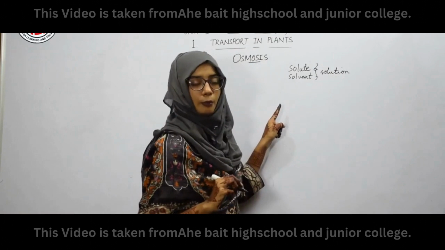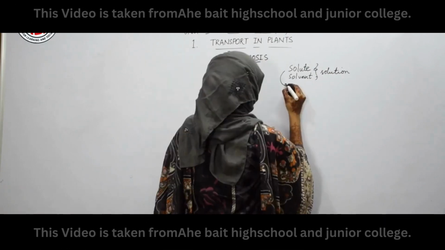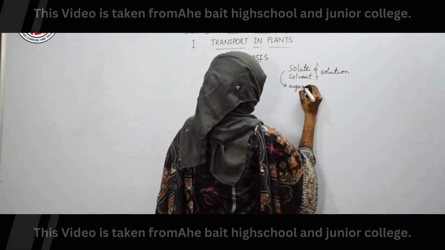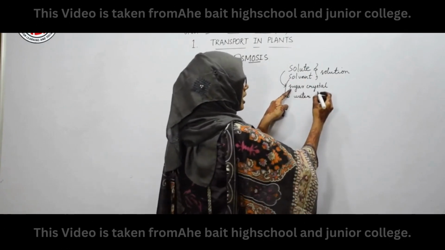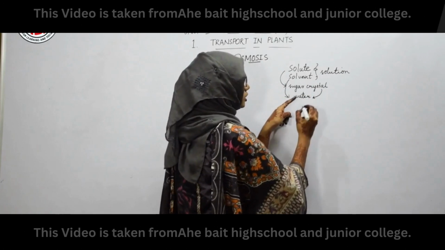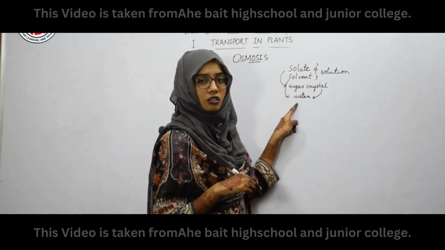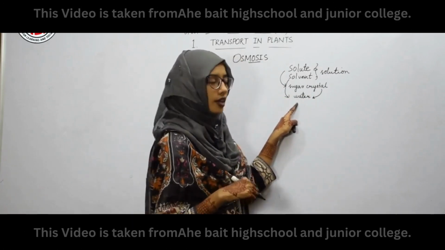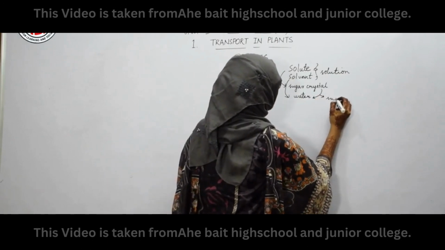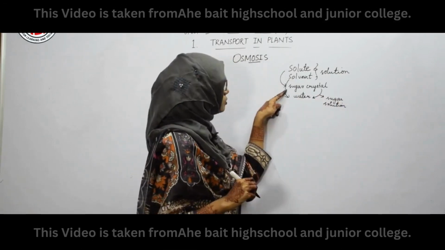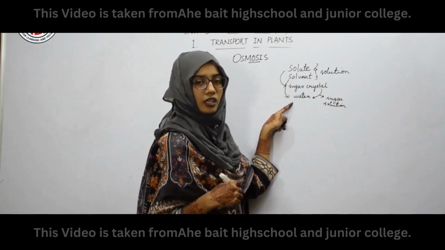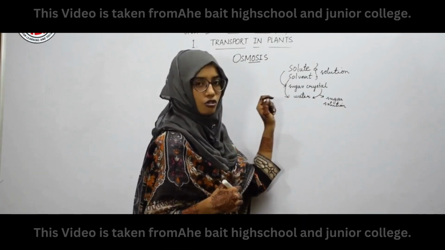Let us take an example for better understanding. Take sugar crystals as solute particles and water as a solvent. Now, when we add sugar crystals to the water, the sugar crystals dissolve in the solvent and form a sugar solution. So, we can say that the solute and solvent when combined form a solution.